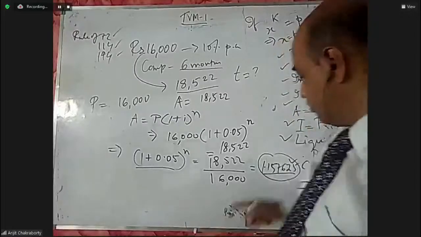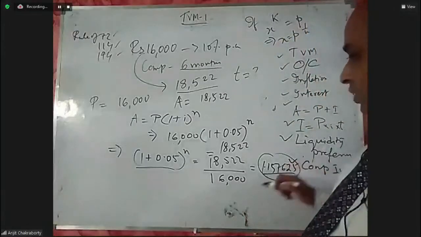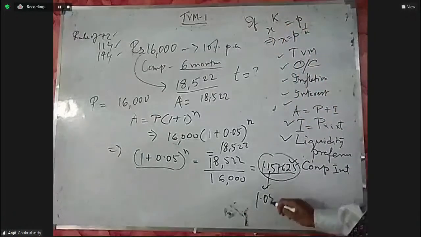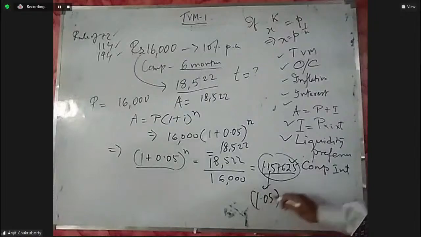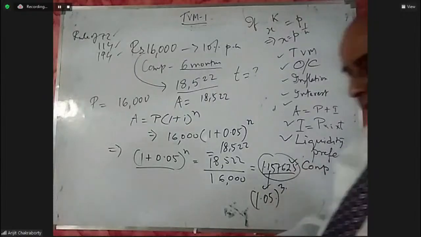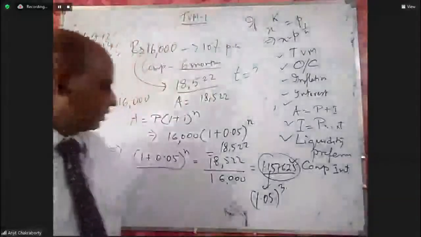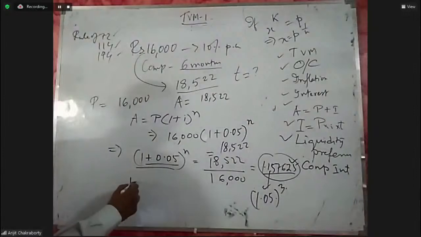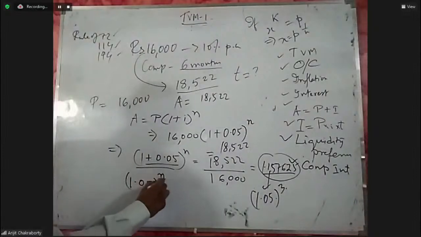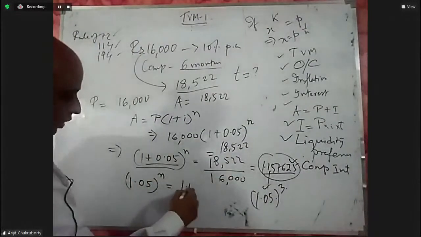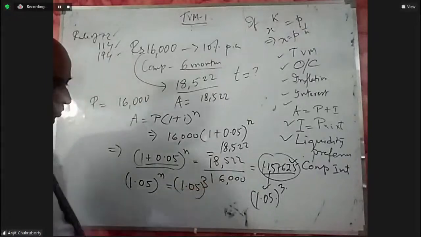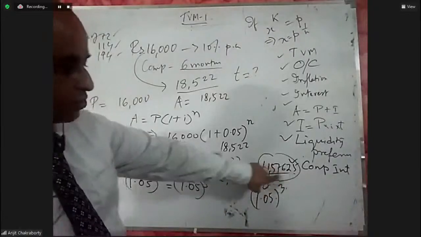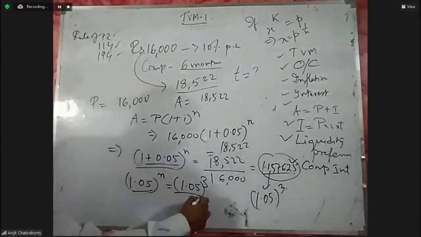157625, fine. So 1.157625 is basically the cube of 1.05, the whole cube. So the cube root is 1.05. You can easily understand 1 plus 0.05 means 1.05 to the power n. This is coming to 1.05 to the power 3, because 1.05 to the power 3 is 1.157625. So from here, the base is the same.